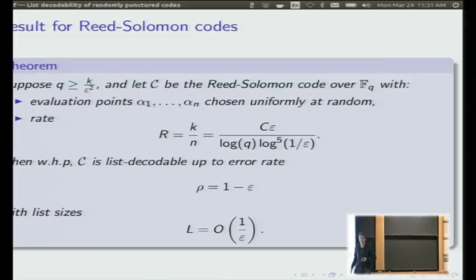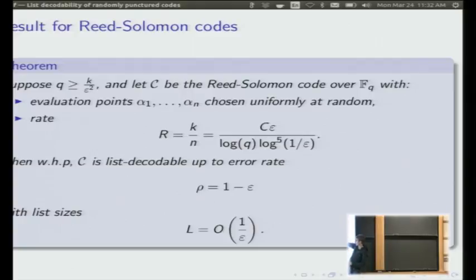So here's the result for Reed-Solomon codes that I was just waving my hands about. So if you pick parameters q and k and epsilon so that this holds, that q is large enough, and for Reed-Solomon codes we think of q as being very large, so this is fine. And let C be the Reed-Solomon code over F_q, where I choose n evaluation points uniformly at random from F_q. And how do I choose n, the number of evaluation points? I pick it so that the rate is like this.